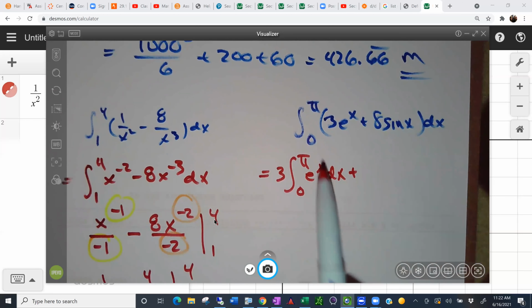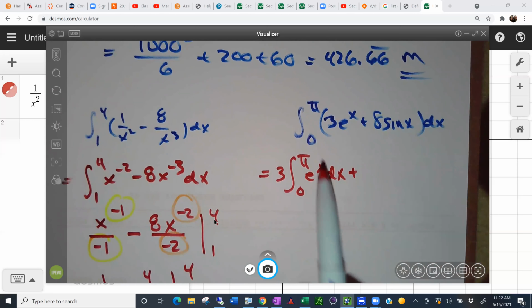Okay. I need somebody to think long and hard and come up with the antiderivative of e to the x. What do you differentiate to get e to the x? Kind of a trick question. The derivative of e to the x is e to the x. So e to the x between 0 and pi, plus 8.